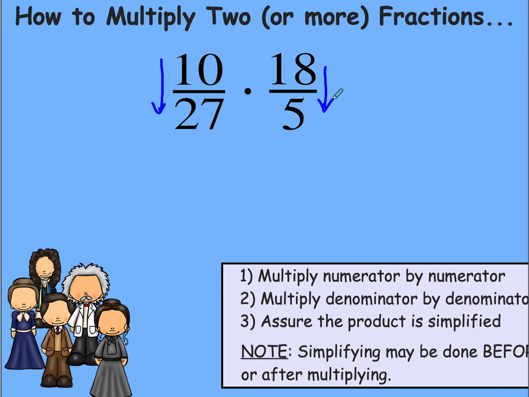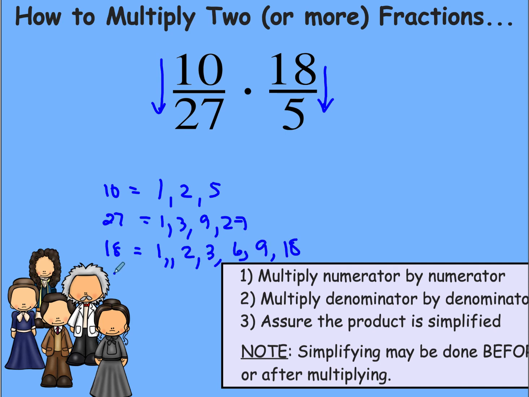Is there a number that's a common factor to both 10 and 27? No. Factors of 10 are 1, 2, and 5. Factors of 27 are 1, 3, 9, and 27. So 18 and 5, well, 18 is 1, 2, 3, 6, 9, and 18. And the factors of 5 are 1 and 5. So 10 and 27 don't have anything in common other than 1. And 5 and 18 don't have anything in common other than 1.